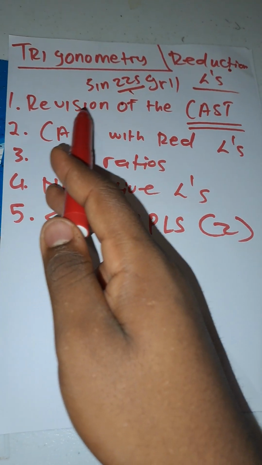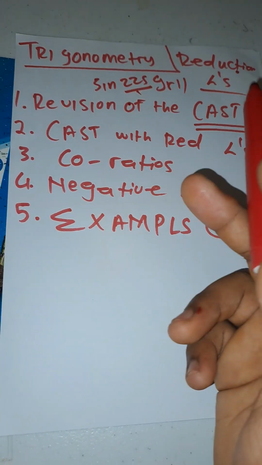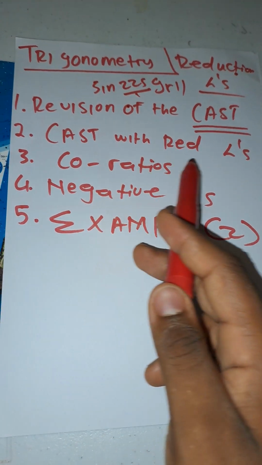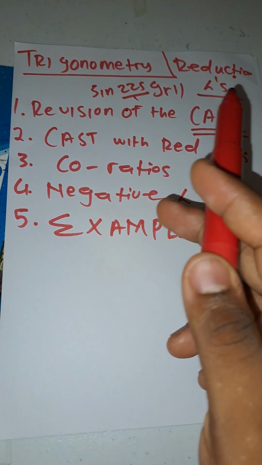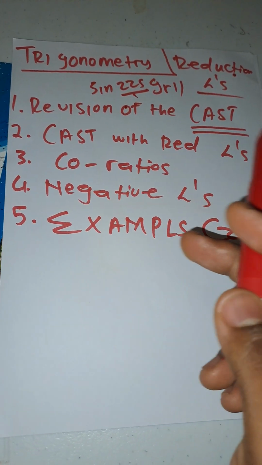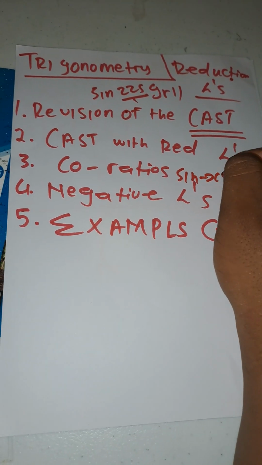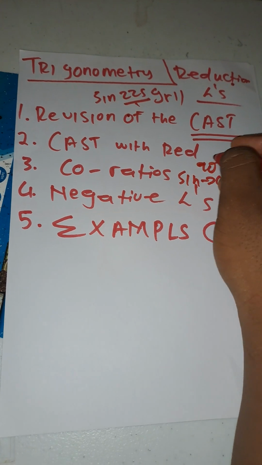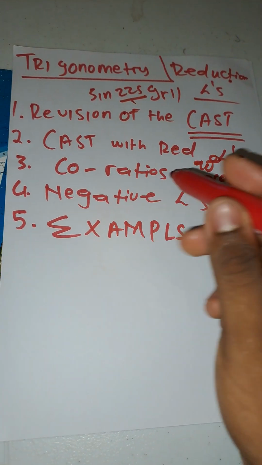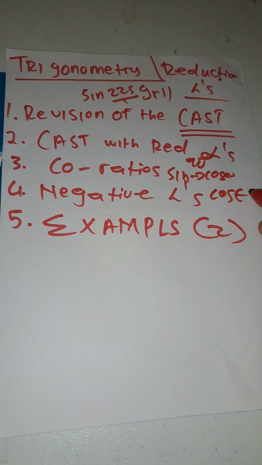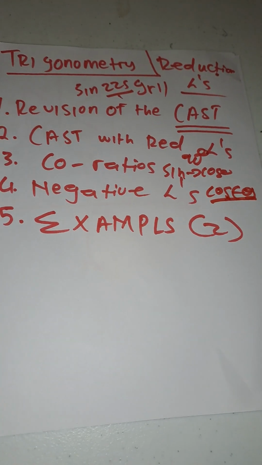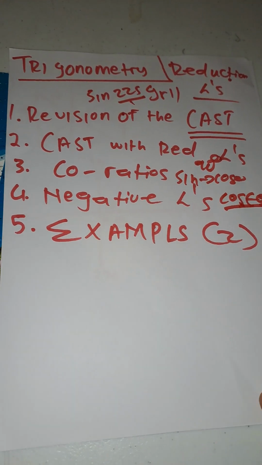So today we'll be doing revision of the CAST diagram that I showed you the other day, and then the CAST diagram with reduction angles, so that you can know how it works. And then I'm going to do the co-ratios whereby sine changes to cos, because of 90 degrees. We're going to do negative angles whereby cos negative theta is only positive and the other ones are negative, and then we'll try to check some examples.